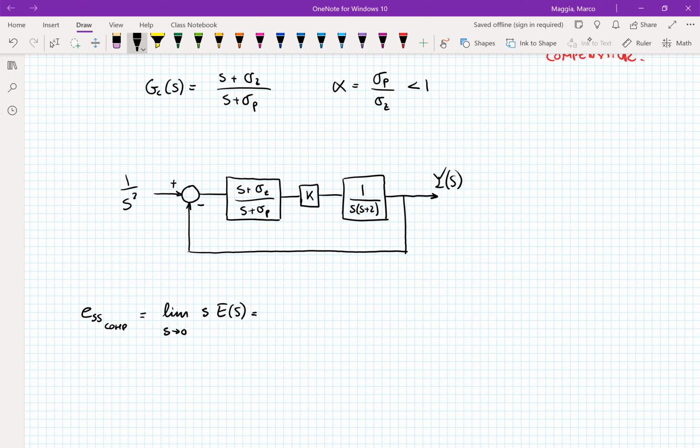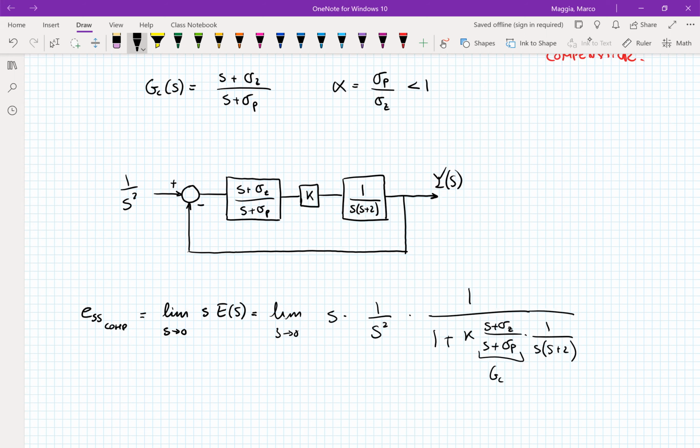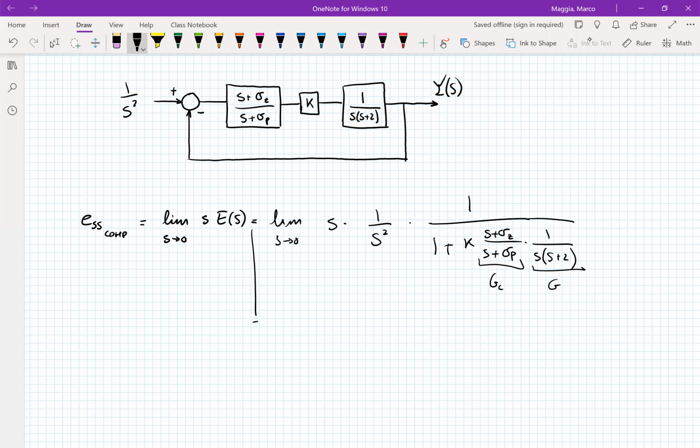So we always have the limit for s that goes to 0 of s times E of s, but what is E of s in this case? It is R of s, which is 1 over s squared, times 1 over 1 plus k (s plus sigma z over s plus sigma p) times 1 over s times (s plus 2). That is Gc and G. Okay, let's compute this limit.